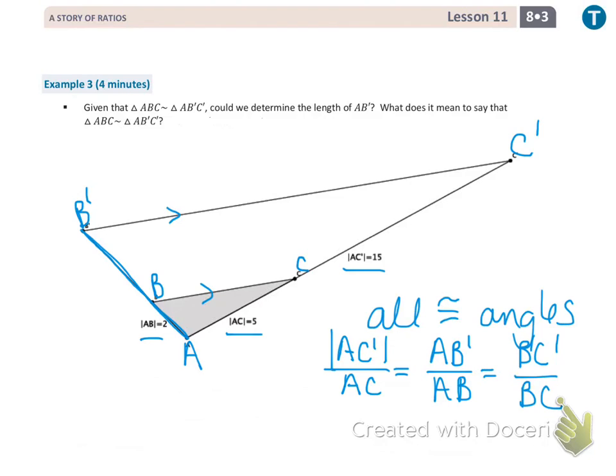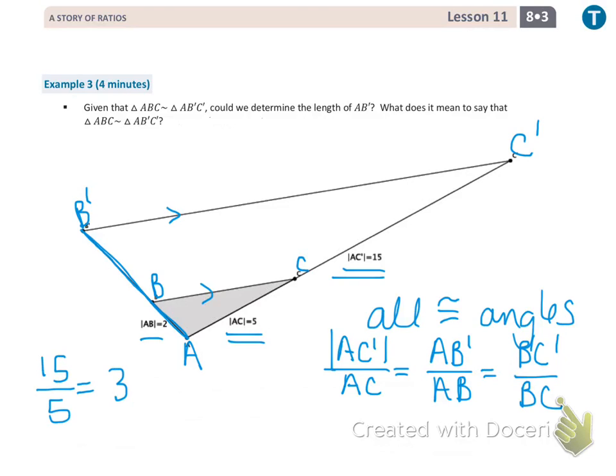So let's look at which of these ratios we know. Well, we know AC and AC prime. So we don't know AB prime yet, and BC prime and BC aren't labeled. So we can come over here and say that AC prime over AC is 15 over 5, which is 3. So it's a scale factor of 3 that the smaller triangle's been dilated by.